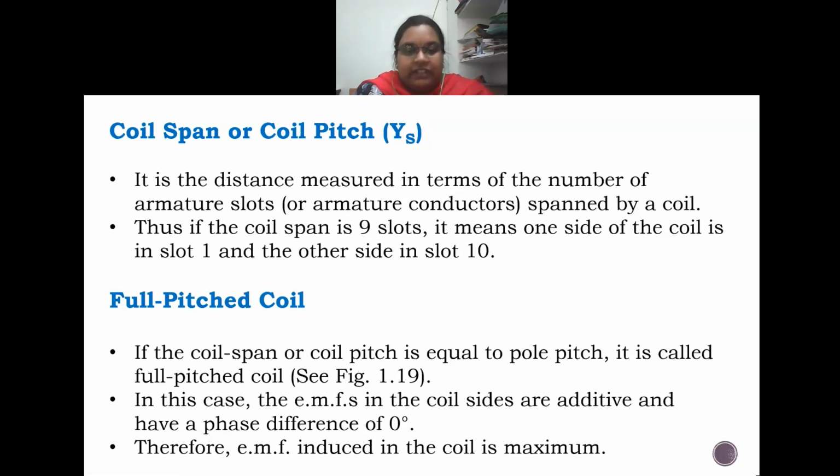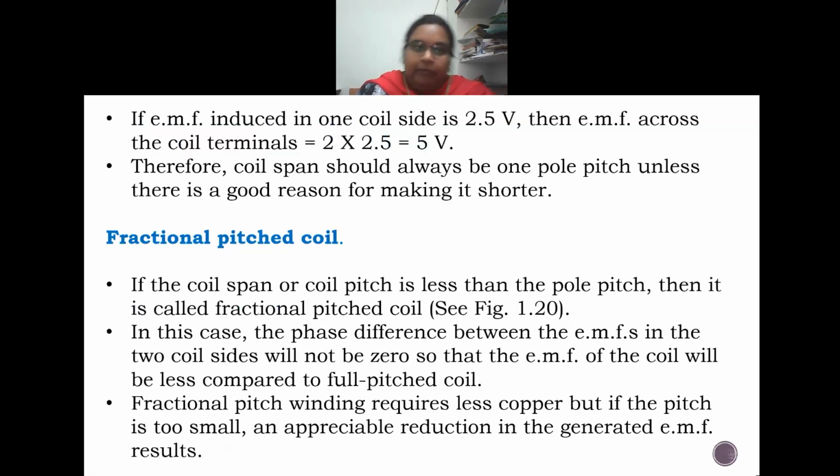The EMFs generated in the coil sides are additive as well, as they do not have any phase difference. The phase difference is 0. Therefore, the EMF induced in the coil is maximum. So, there is no phase difference and the EMFs induced are additive. So what happens? The EMF induced in the total coil will be maximum.